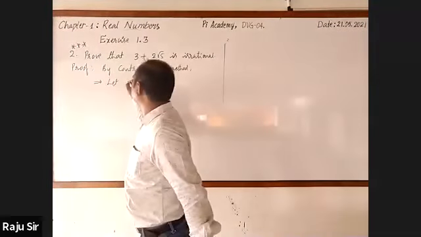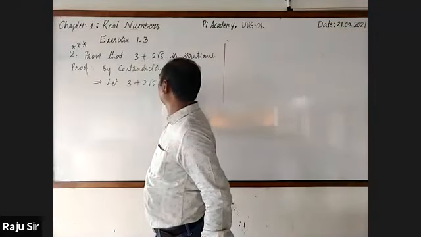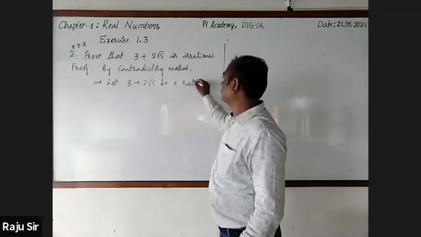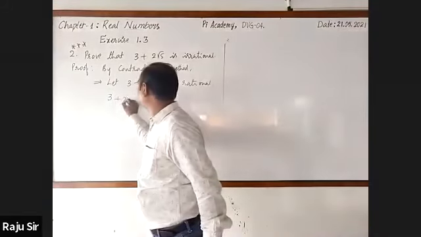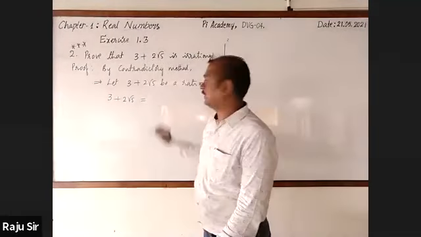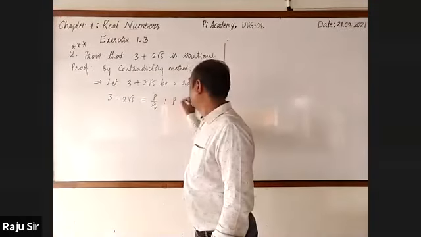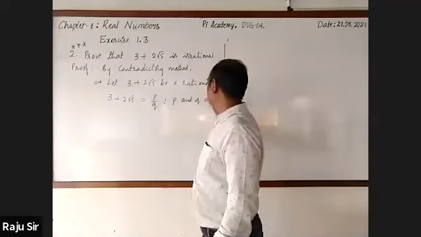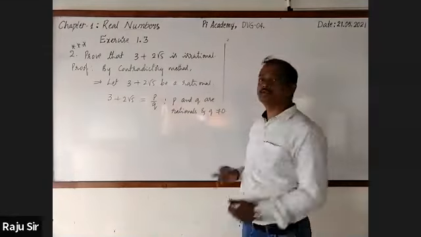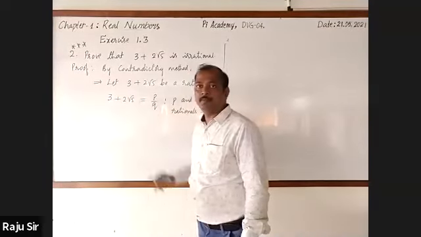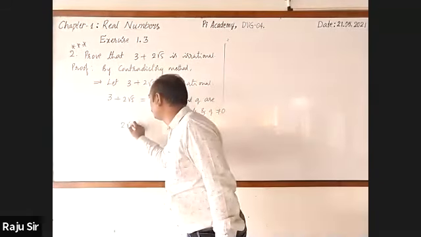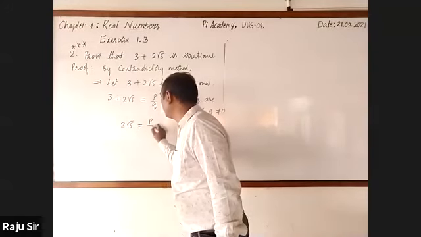Assume that, let 3 plus 2 into root 5 be a rational. If it is rational, it can be written in the form of P by Q, where P and Q are rationals and Q is not equal to 0. Next, go for solving root 5. Let me write 2 into root 5 as it is, which is equal to P by Q.